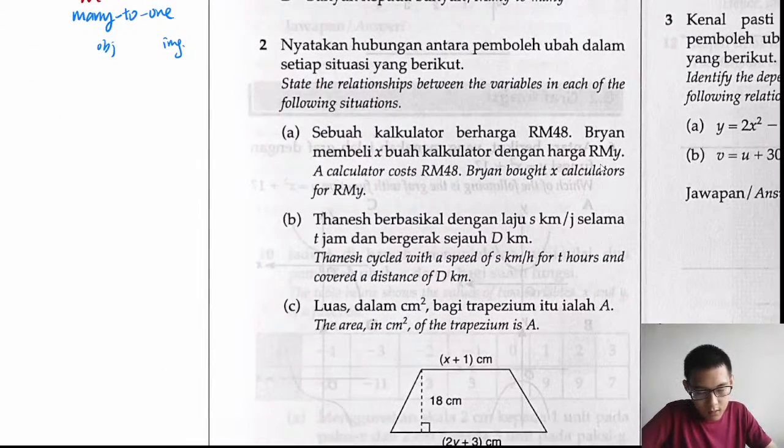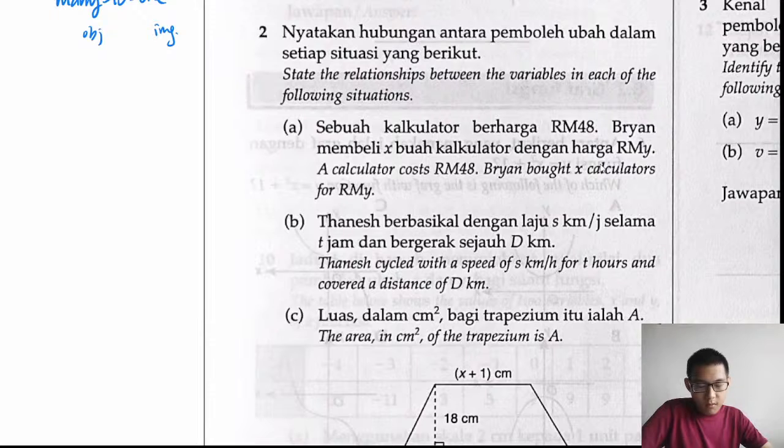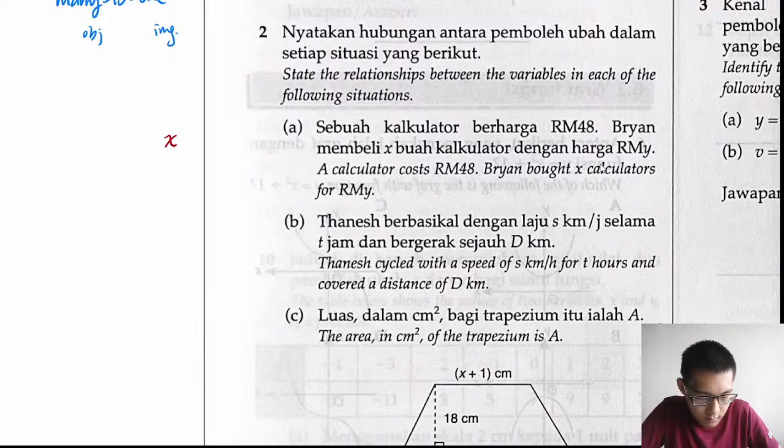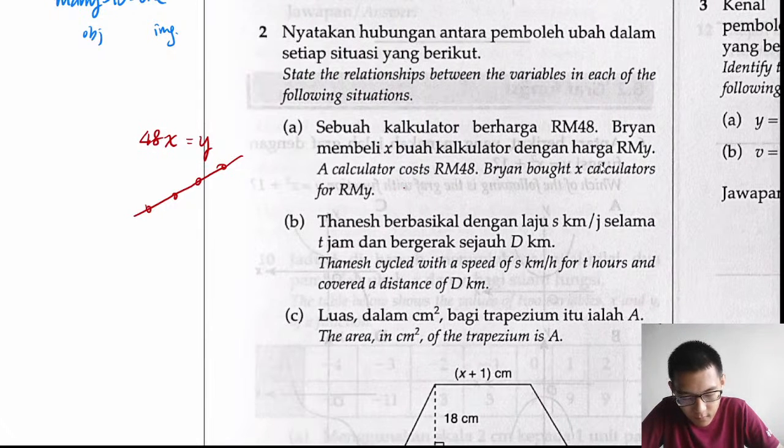State the relationship between the variables for each of the following situations. A calculator costs 48 ringgit. Brian bought X calculators for Y ringgit. That means X times 48 equals Y. So if X increases, Y also increases. This is a 1 to 1 relation.